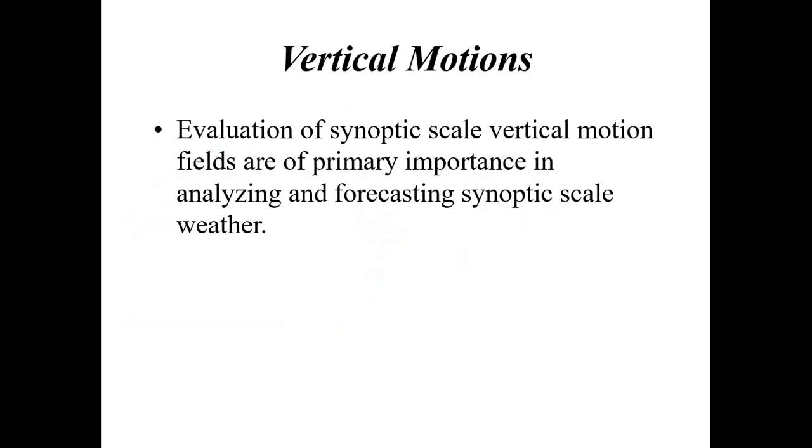So let's kick things off tonight by talking about vertical motions in general. The evaluation of synoptic scale vertical motion fields is of primary importance in analyzing and forecasting synoptic scale weather. When I say synoptic scale weather, examples include frontal systems, cold fronts, warm fronts, stationary fronts, occluded fronts, and low and high pressure systems. Synoptic scale is something that's going to happen over hundreds of miles.